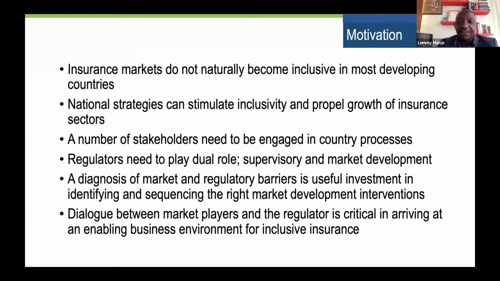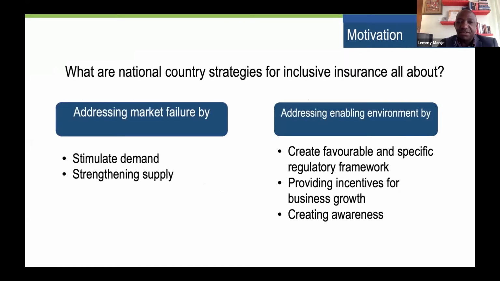So quickly now, this slide is just a summary of what we'll be doing. It talks about how you address market failure by stimulating demand and strengthening supply, and how you develop a favorable regulatory framework.